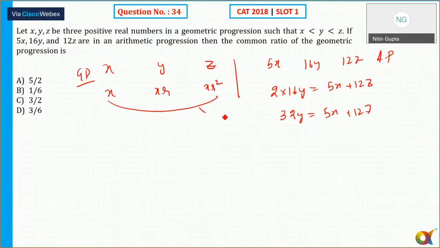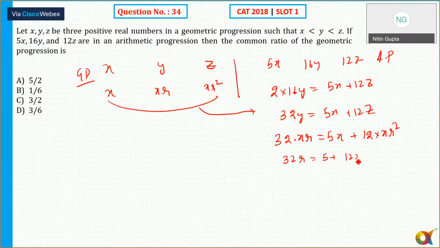Substitute these values here. So 32 into x r is equal to 5x, keep 5x as it is, plus 12 into z, which is x r square. So x will get cancelled. I'll get 32r is equal to 5 plus 12r square, which means 12r square minus 32r plus 5 is equal to 0.